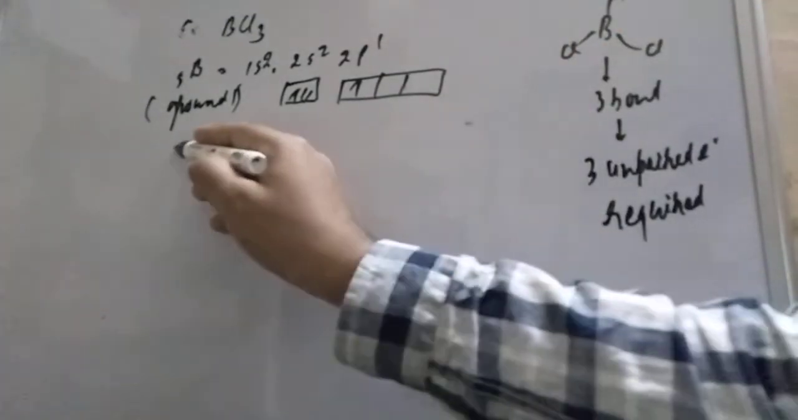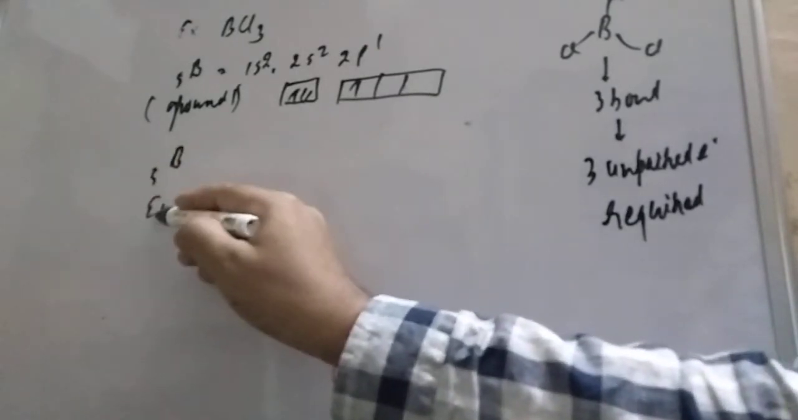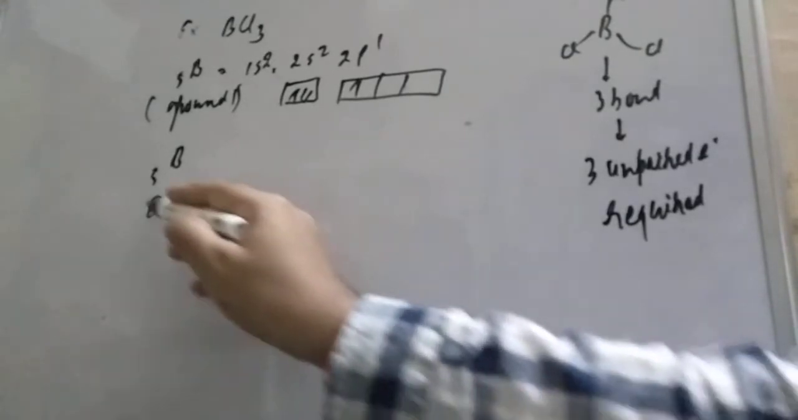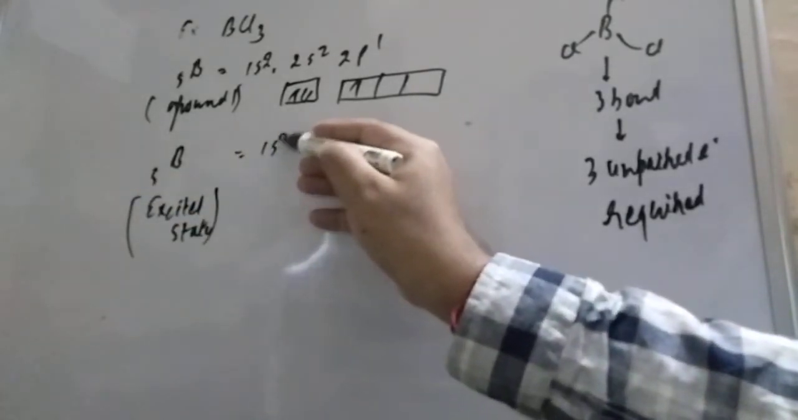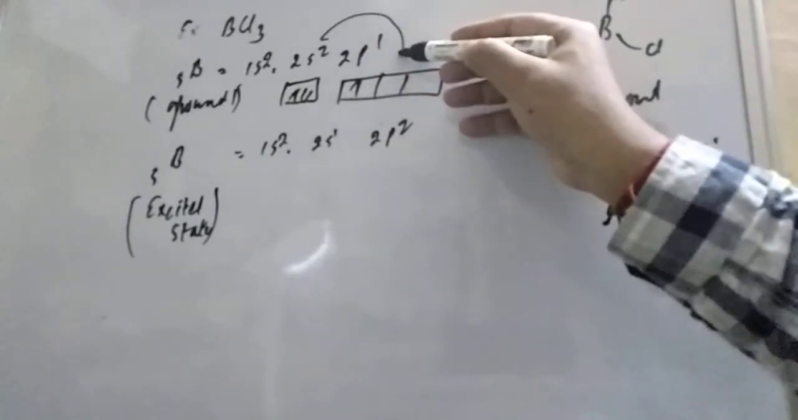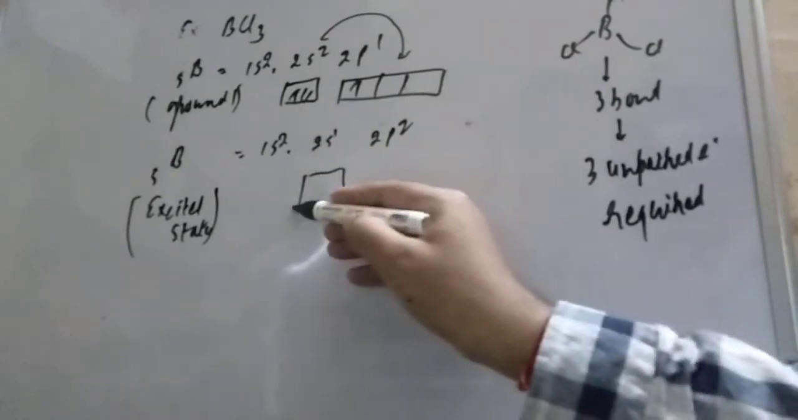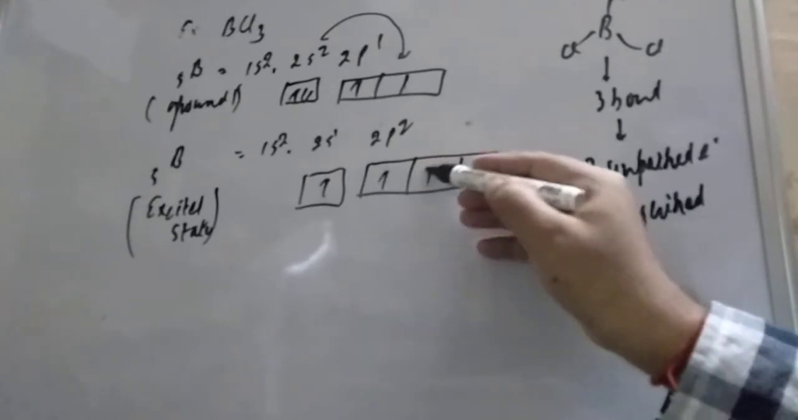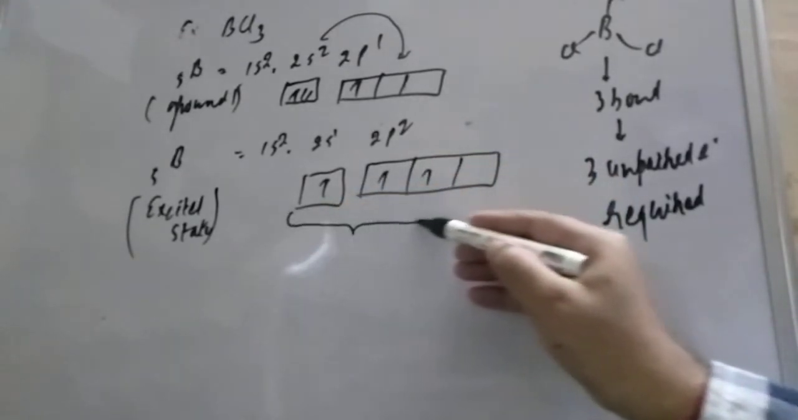So what we are going to do, student, is the promotion of the electron, that is the excited state. Again I am taking B, boron, but in the excited state. So if you go to this excited state, what configuration will you get? That is 1s2, 2s1 and 2p2. So one electron jumps from s to p here. Now you see, student, how many unpaired electrons are there. You can see here 1, 2, 3 unpaired electrons means 3 bonds.